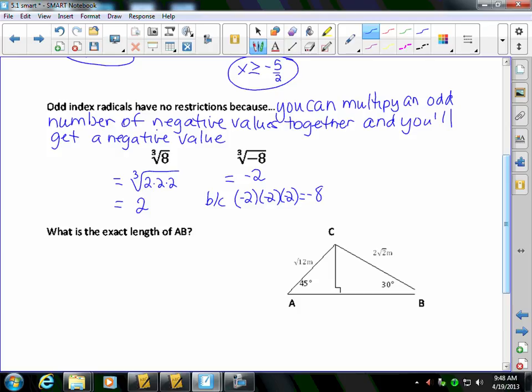No, because negative 2 times negative 2 is positive 4. That's not a negative 8.